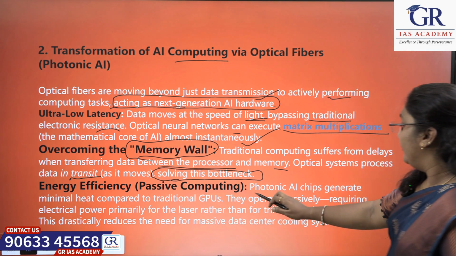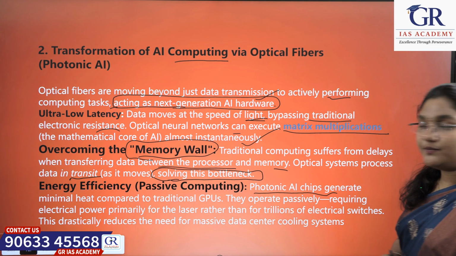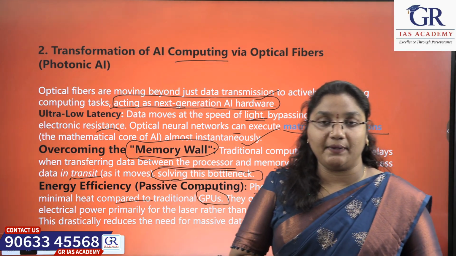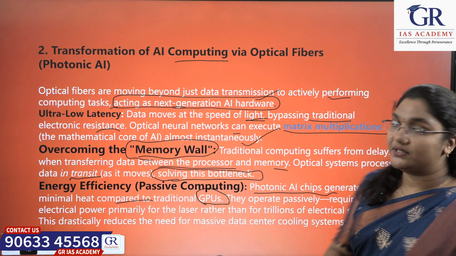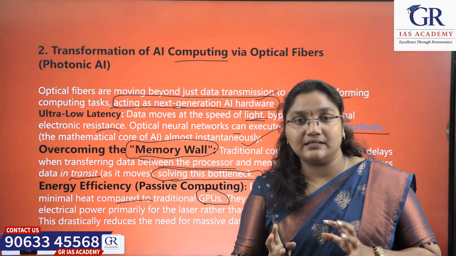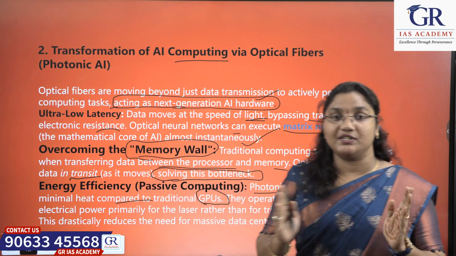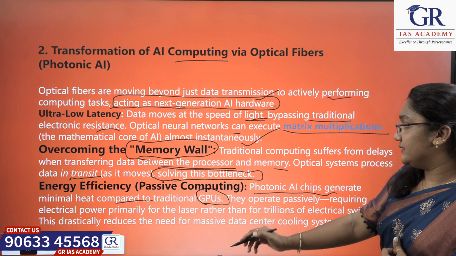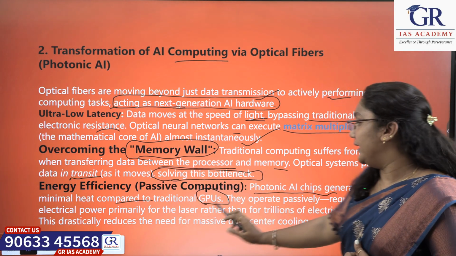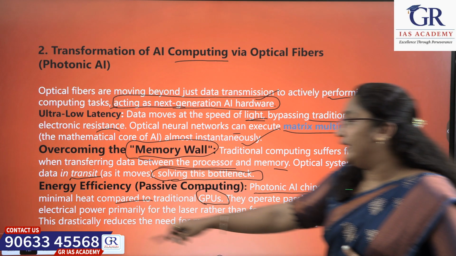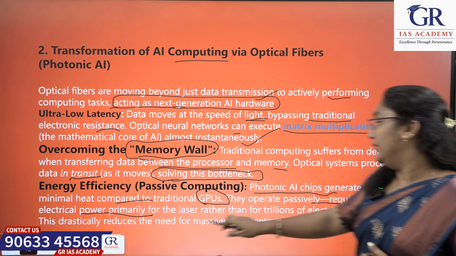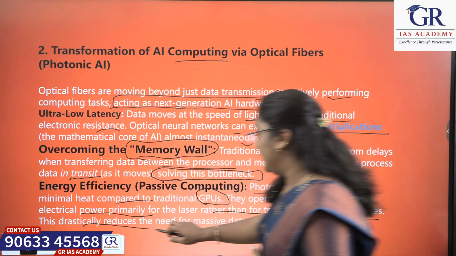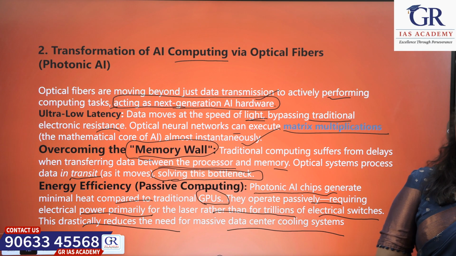Energy efficiency: photonic AI chips. These photonic AI chips generate minimal heat compared to traditional GPUs. Before, we used GPUs in place of photonic AI chips. When we use a system for half an hour or so, our systems get heated up. In that case, photonic AI chips give minimal heat compared to traditional GPUs. They operate passively, requiring electrical power primarily for the laser rather than for trillions of electrical switches. This drastically reduces the need for massive data center cooling systems.